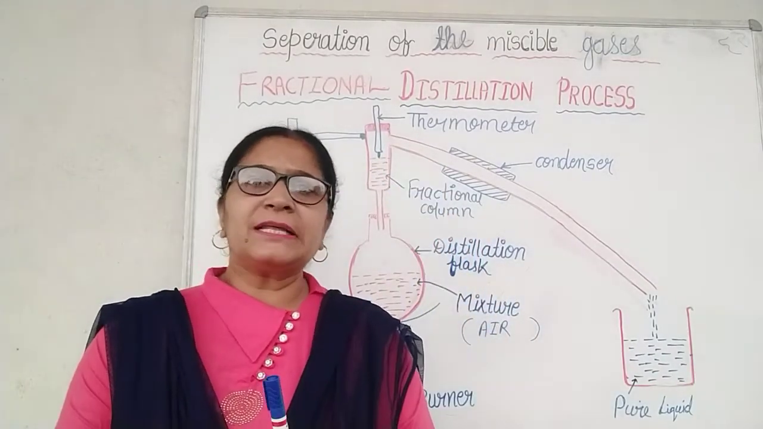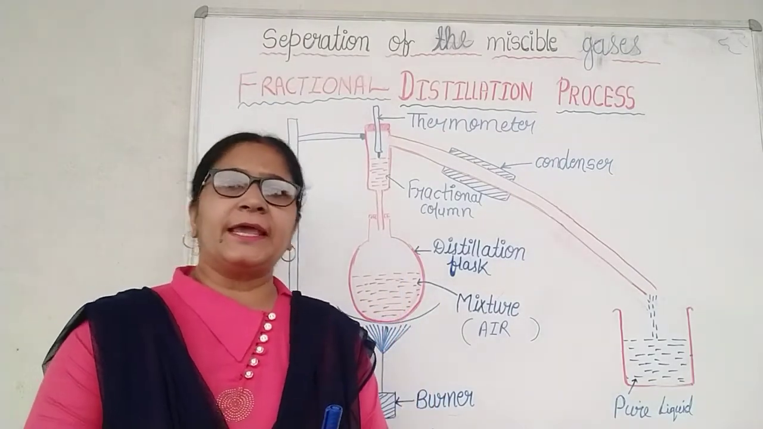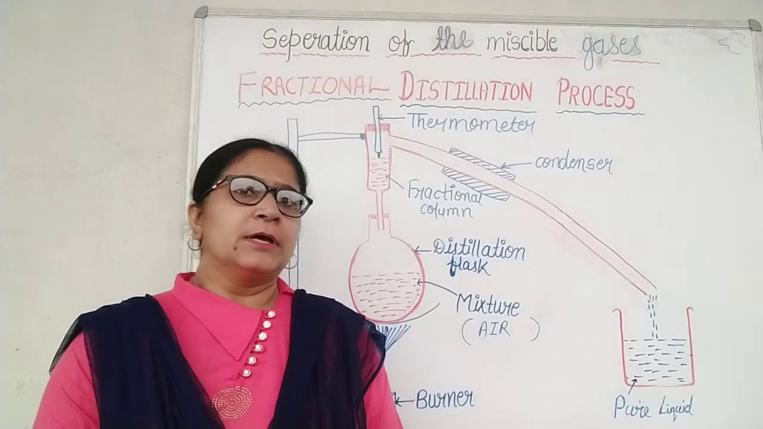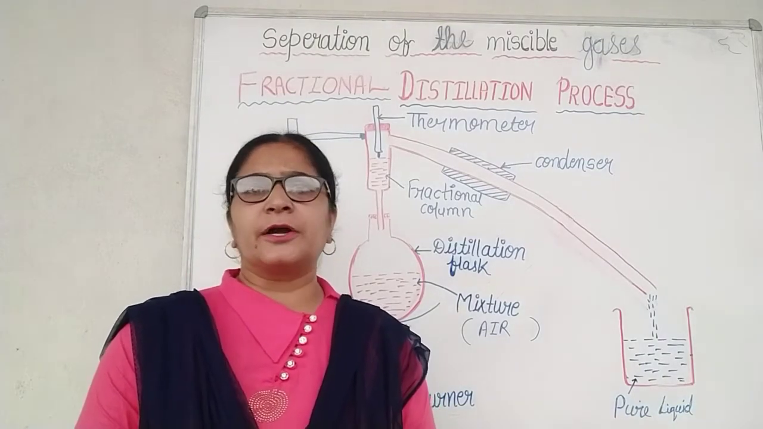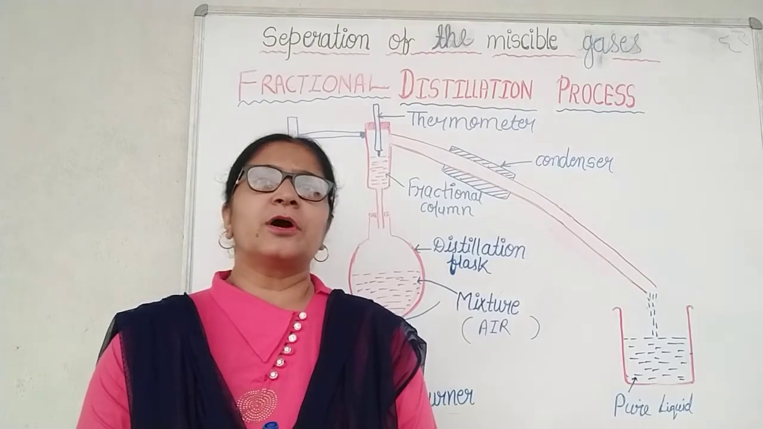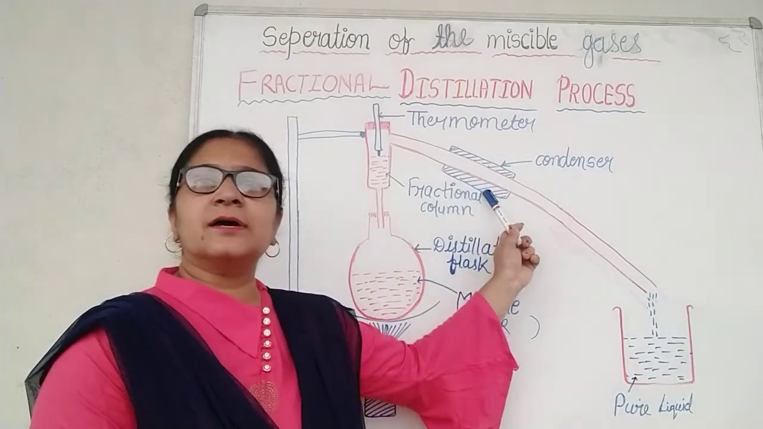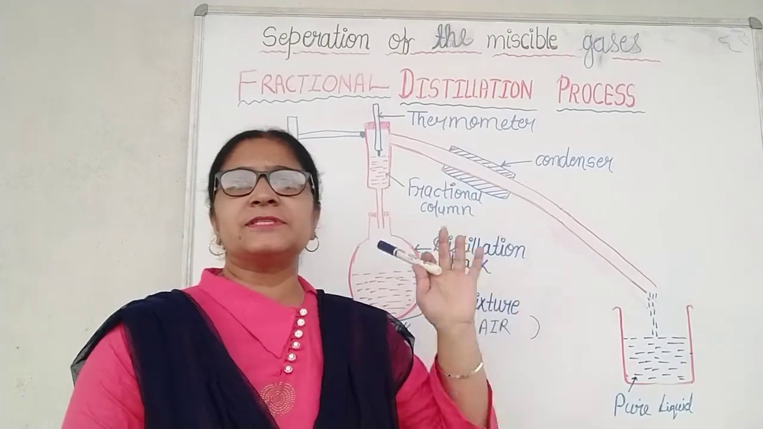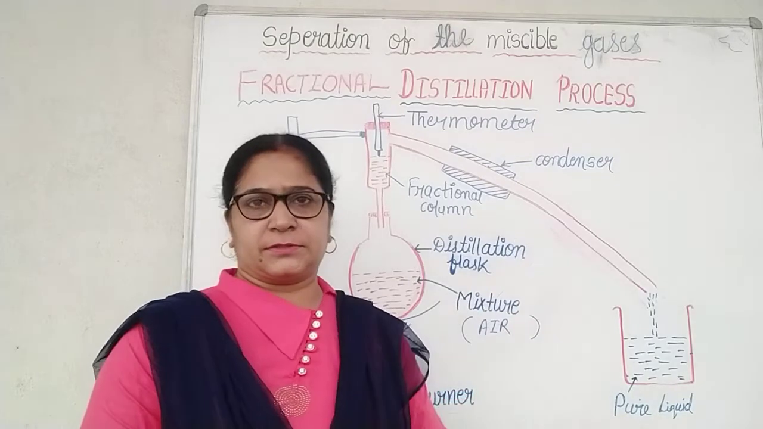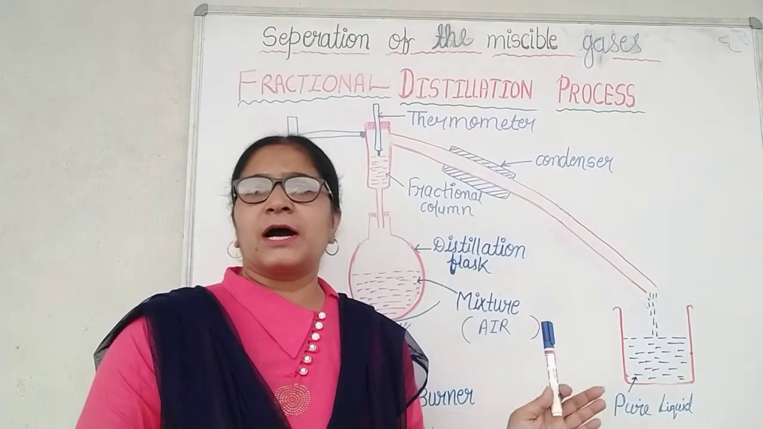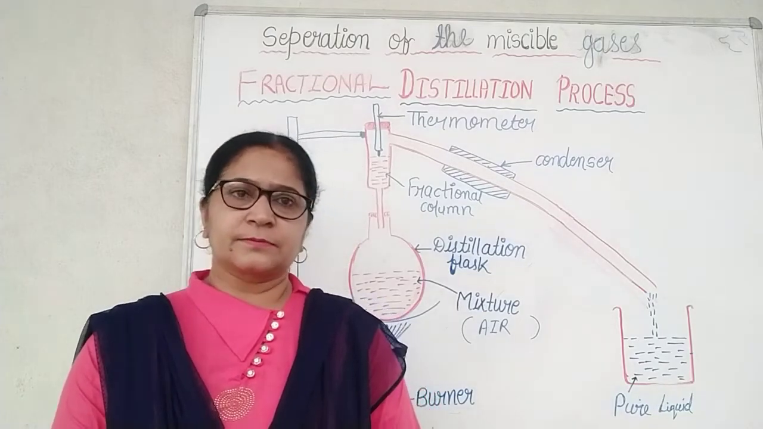So we will start boiling the air mixture. Then slowly air will be liquefied, and at different temperatures, different gases will start to separate from the whole mixture. And then passing through the condenser, all gases will be separated and stored in separate beakers. So this was all about distillation and fractional distillation.